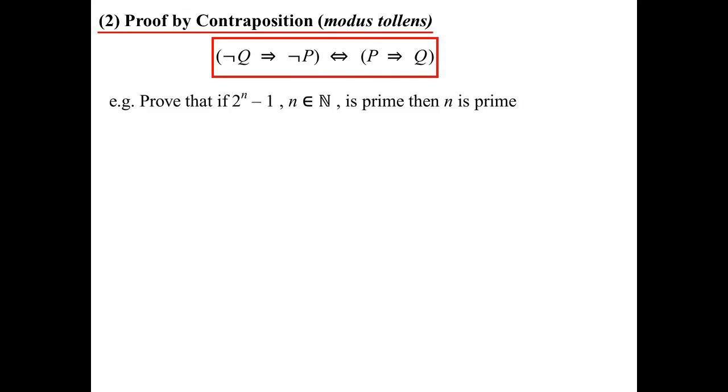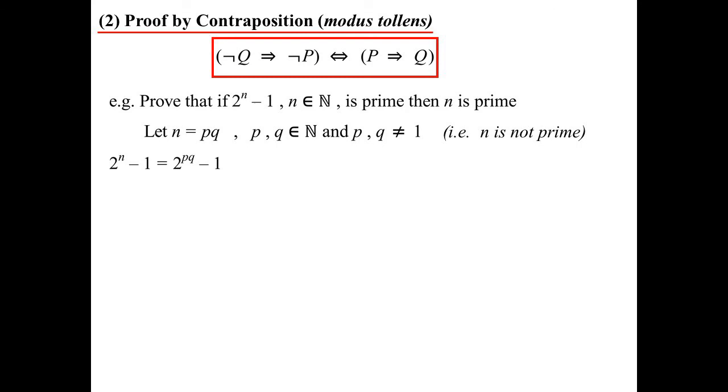So for instance, something like this. We're going to prove that if 2 to the power of n minus 1, where n is a natural number, is prime, then n is prime as well. That's really hard to do, because how do you define the primeness? It's too hard. So we're going to do it the other way around. So if I let n equal p times q, where p and q are natural numbers and not equal to 1, in other words, what I'm saying is n is not prime.